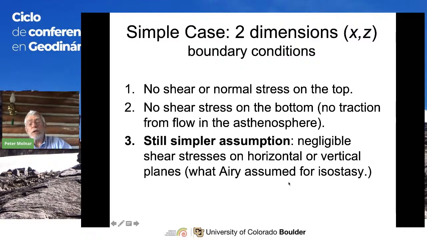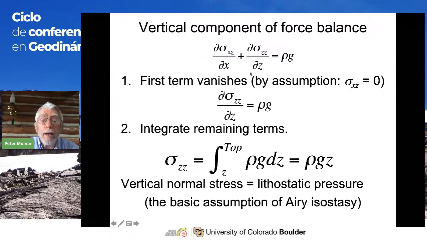So let's take this a little bit further with one even simpler assumption. We've made these assumptions: no shear or normal stress on the top, no shear stress on the bottom, no traction from flow of the asthenosphere. Still simpler assumption: negligible shear stresses on horizontal or vertical planes. And this is what underlies Airy isostasy. This is what Airy assumed. I don't think if you read Airy's paper, you'll see that he assumed this, but this is essentially what he was assuming.